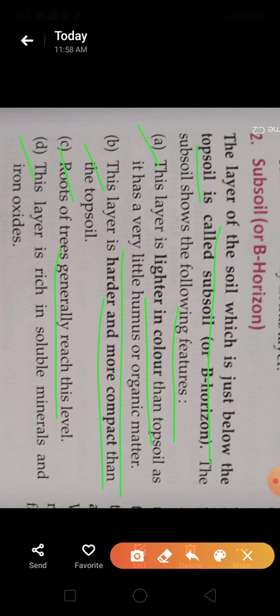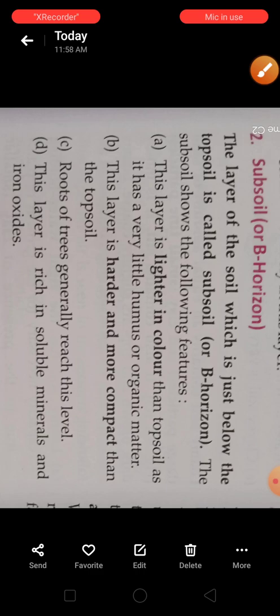Number 4, this layer is rich in soluble minerals and iron oxides. Okay, the government of India and some private organizations are taking the minerals and iron oxide from this layer. Okay, so this is about the subsoil, that is, the B horizon.